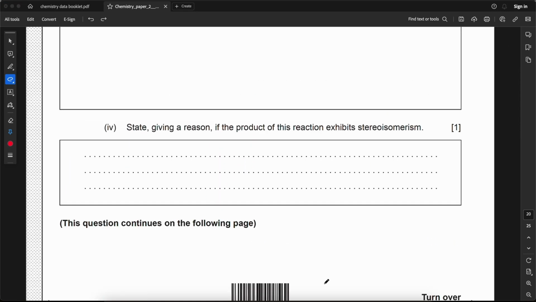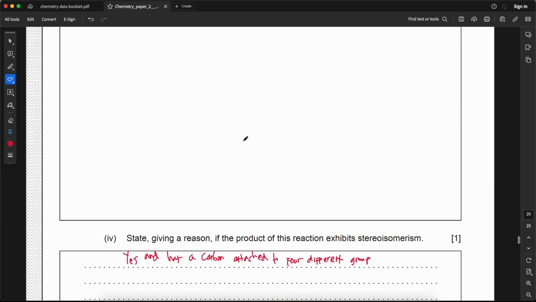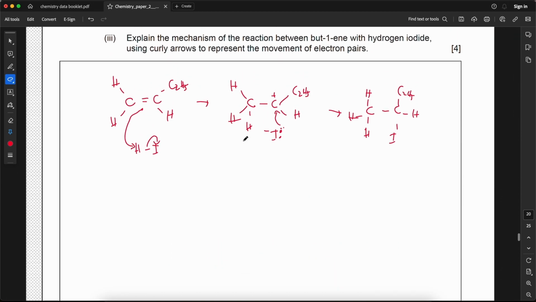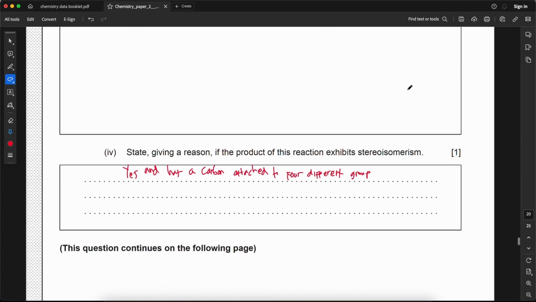State, giving a reason, if the product of this reaction exhibits stereoisomerism. Yes, it has a carbon attached to 4 different groups, so it contains a chiral carbon. As you can see here, this carbon is attached to CH3, I, H, and C2H5. So it is attached to 4 different groups.